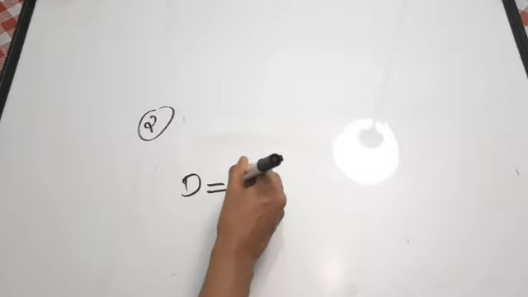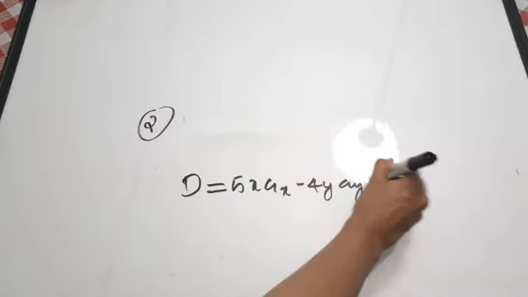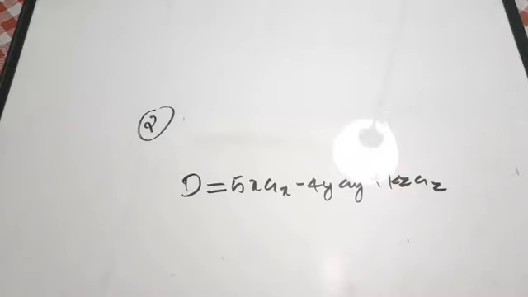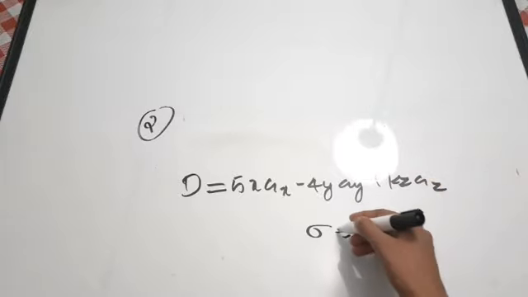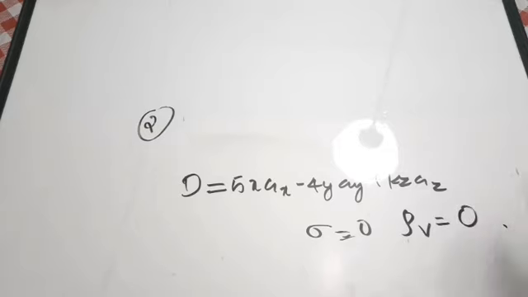I will write it below. Okay, so D flux density is given 5x ax minus 4y ay plus kz az. Okay, so this is your flux density. Now other terms are given. Sigma is equal to 0 and also rho V, the volume charge density, is equal to 0.